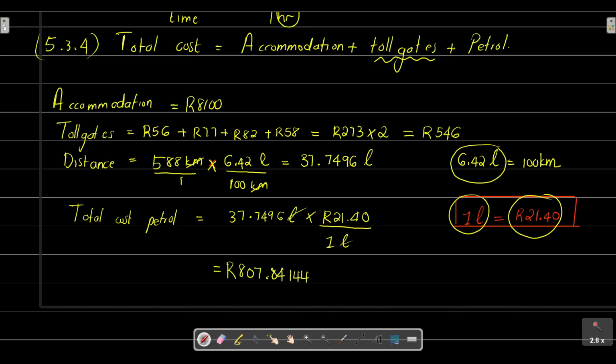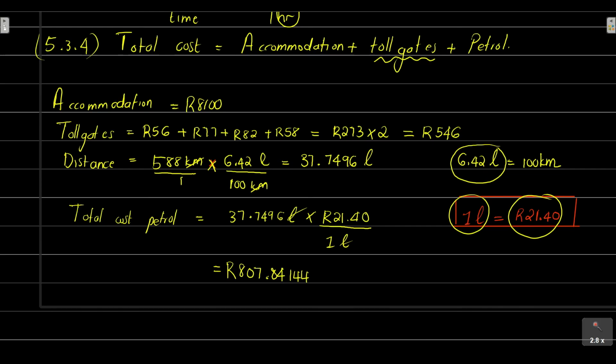Okay, so the total cost for petrol just for the single trip to go from Johannesburg to Nkomazana is 807.84144. However, they are coming back, a round trip, so we need to multiply this amount by 2. If you multiply this amount by 2, you will get 1,615.68288. Someone is wondering why she is not rounding off.